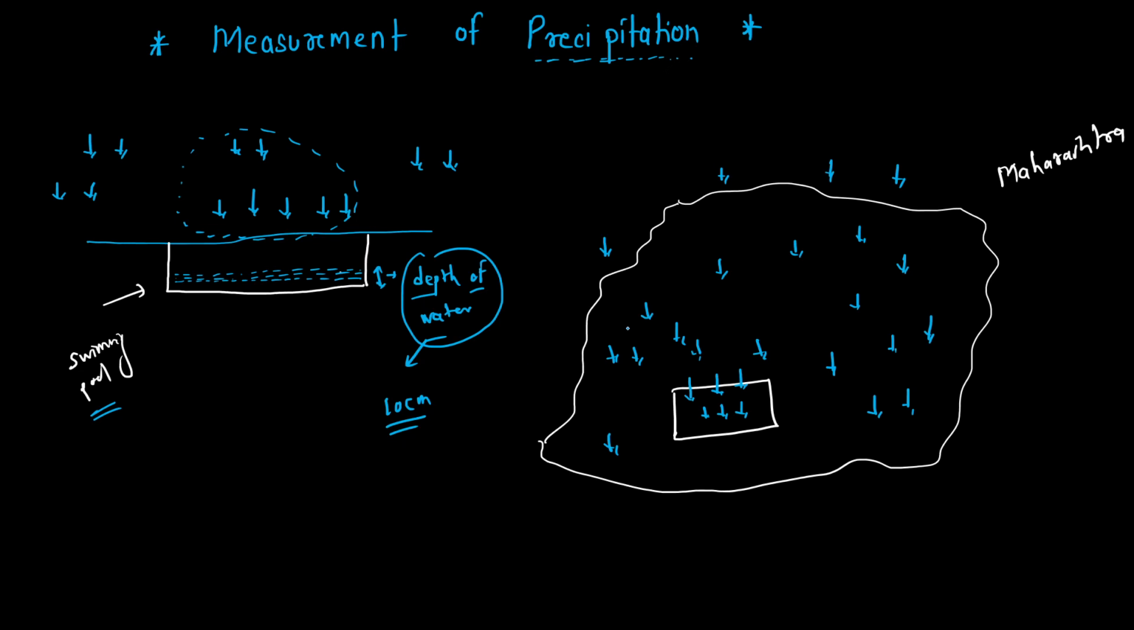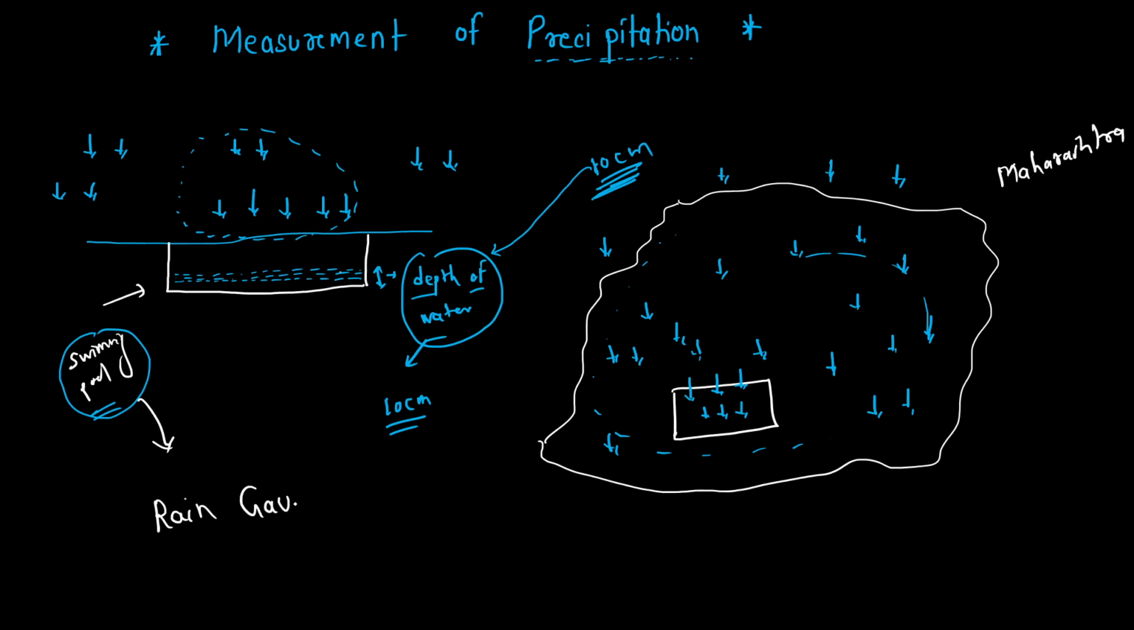What is the meaning of this? 10 centimeter of rainfall has fallen in this entire area. Are you getting the point? So what is the amount of precipitation that is falling in this area? It is 10 centimeter. What does this 10 centimeter denote? This 10 centimeter denotes the depth of water which is collected. So where is it collected? For this example we have taken the swimming pool, but on the actual size, to measure this depth of water we are using certain instruments, and those instruments are called rain gauges.